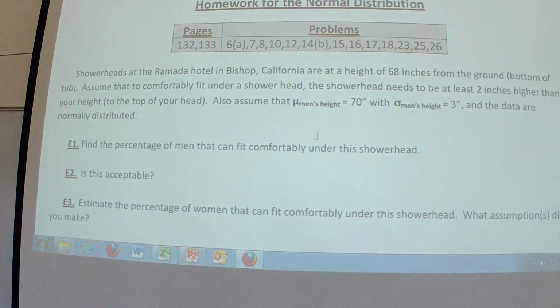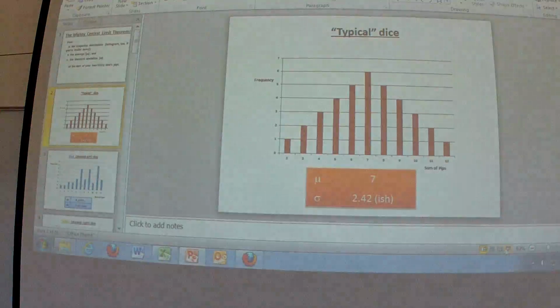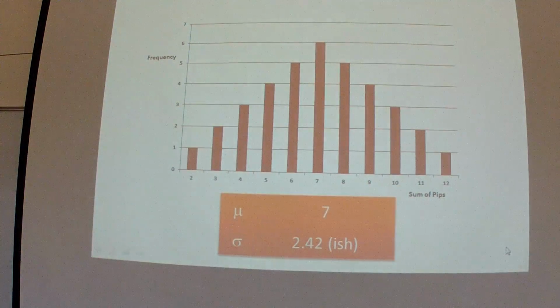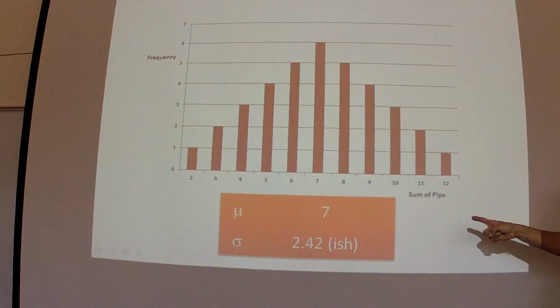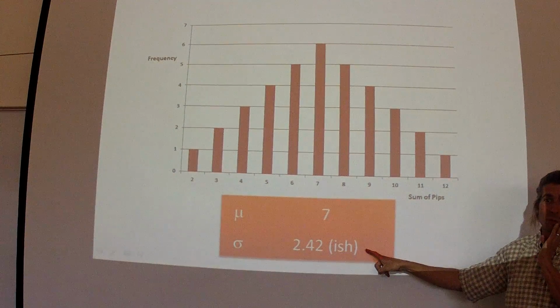Fantastic. What did I have you do on Wednesday? Do you remember what we did with these dice? Oh, making me happy, Cassie. I had you come up with the frequencies of the different sums you could get on those dice. This is a fair pair of dice, a typical 1 through 6 on both dice. That's what would happen. On average, you're going to roll a 7, plus or minus 2.42.